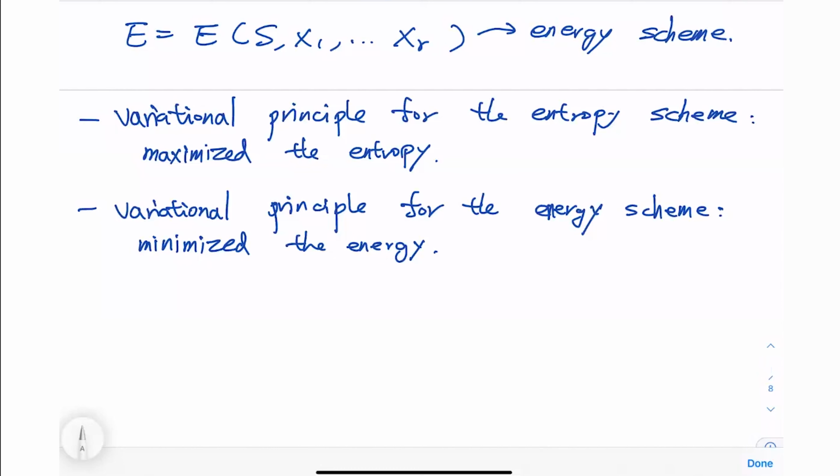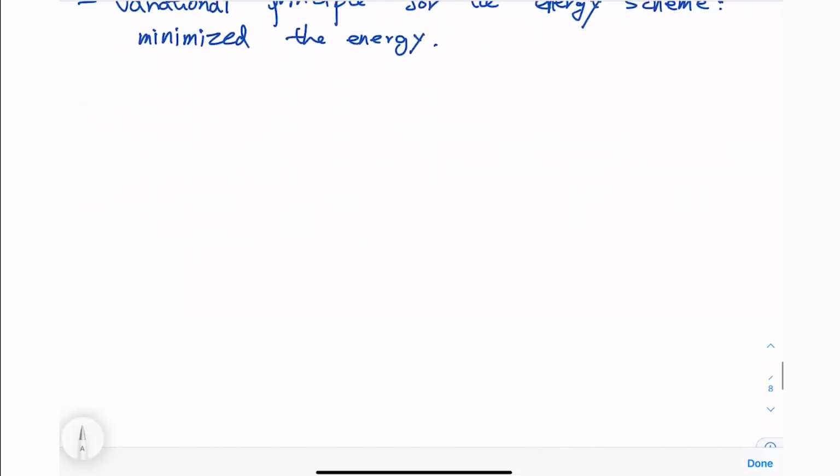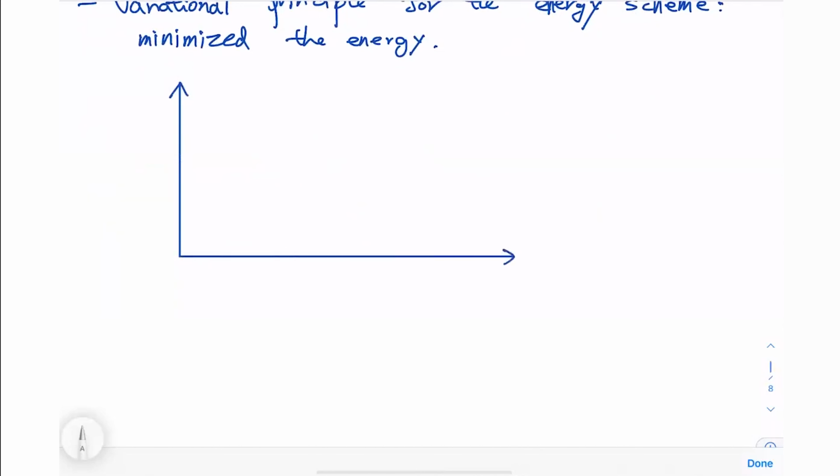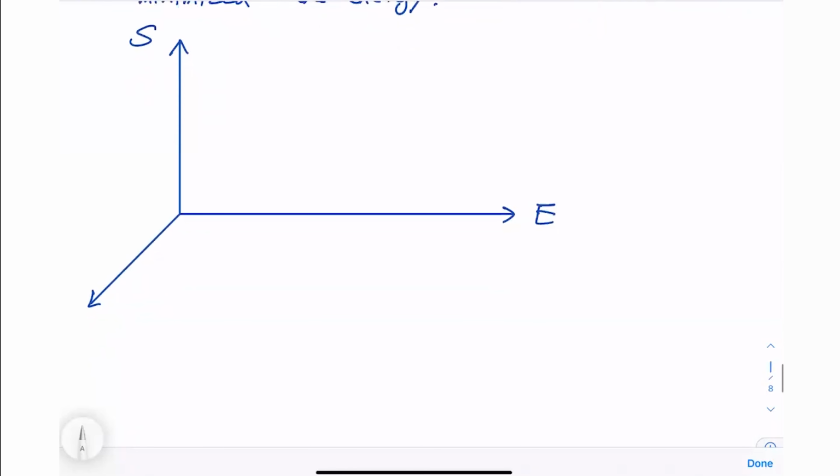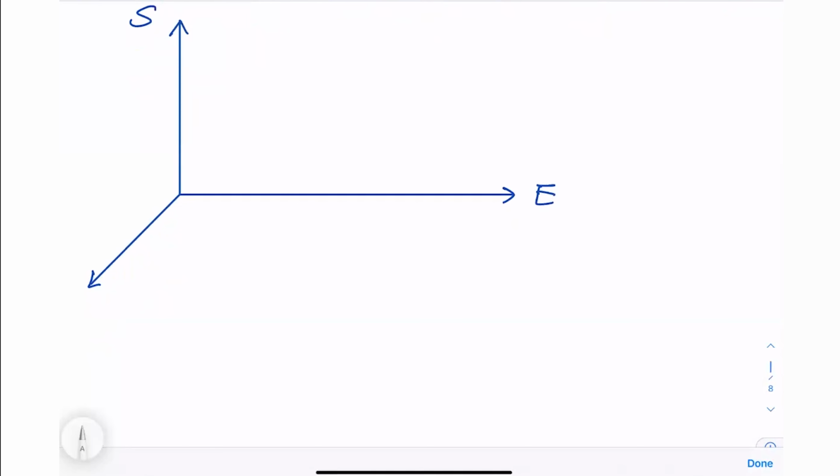I'll just try to give a very pictorial description of that. There are some formal proofs for this variational principle, which might be a useful exercise for you, but I'm not going to elaborate on that here. Let me try to explain what it means using the concavity of our entropy function. Let me write down a formal expression of the entropy as a function of extensive variables.